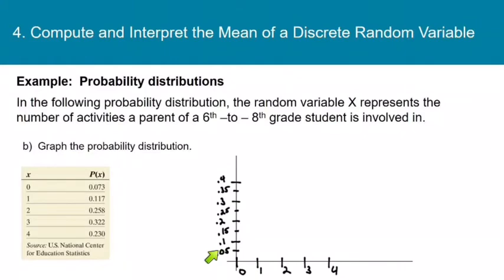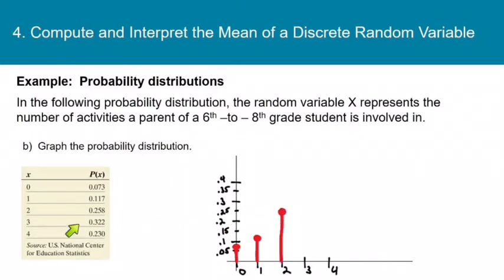The bar for 0 should go up to 0.073. So I see here that I have a tick mark for 0.05 and a tick mark for 0.1. So the bar for 0.073 is going to go somewhere in between there, about halfway. And then the bar for 1, 0.117, is somewhere between 0.1 and 0.15, so just slightly higher than 0.1. And then the bar for 2 is going to be 0.258. So 0.258 is just slightly more than 0.25.